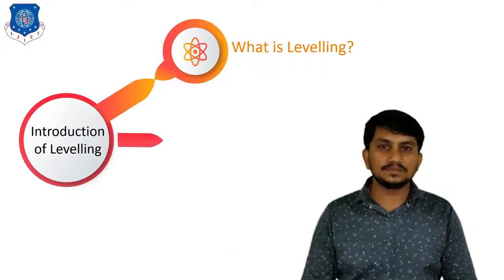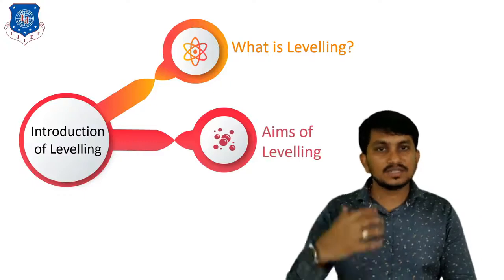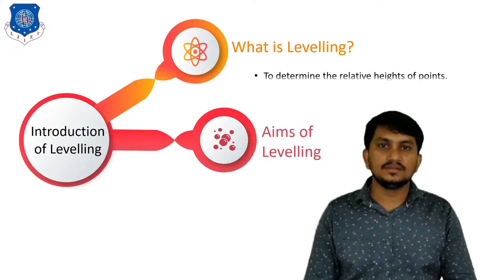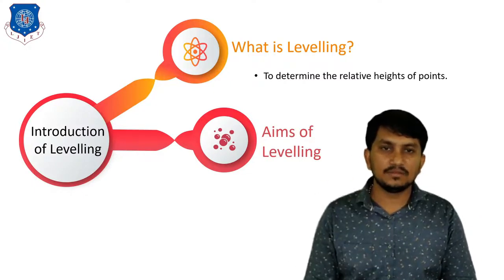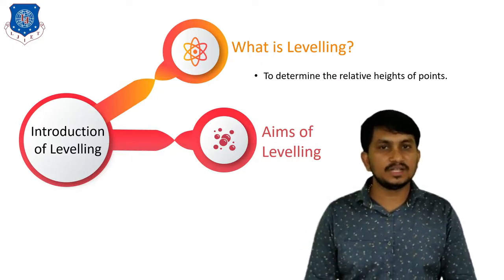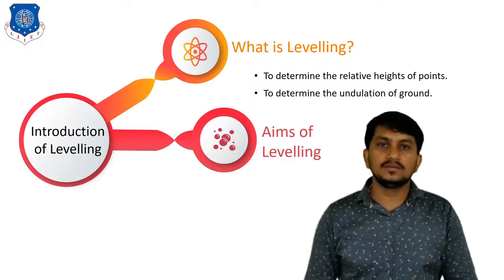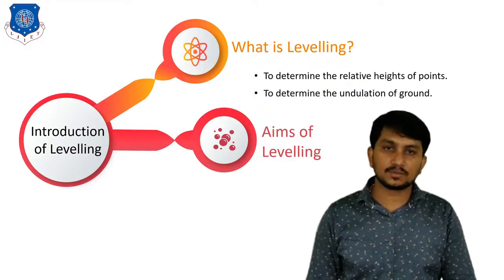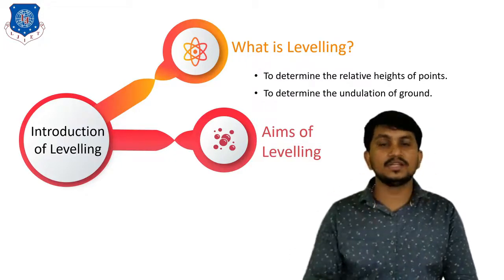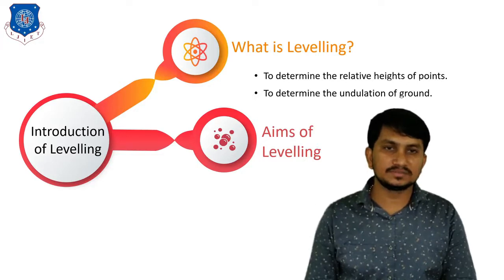Now let's move to the various aims of leveling, or objectives of leveling. There are two main aims of leveling. First is to determine the relative height of different points of the ground, and second is to determine the undulation of the ground. For determination of undulation of the ground, we have to prepare the profile of the ground. Okay, these are the two main aims of leveling.